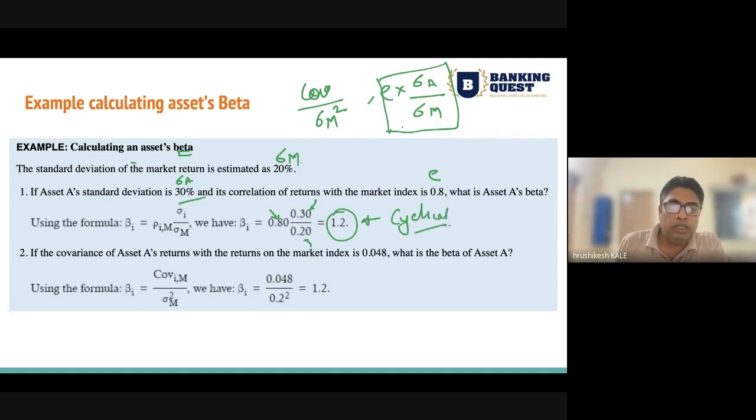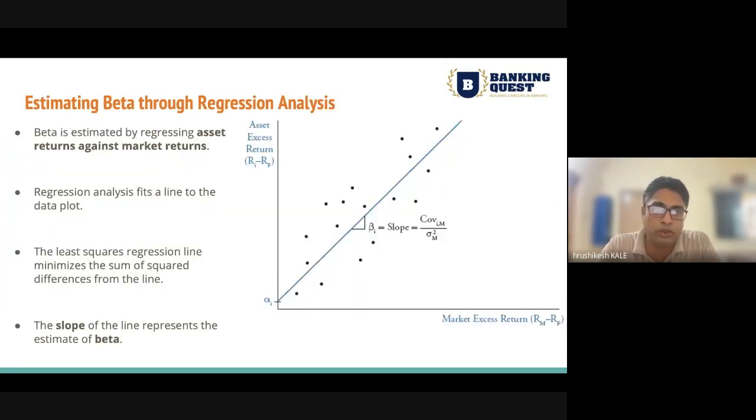You can also calculate it with the help of covariance. So covariance is given and you already know the variance. So 0.20, you need to do the square of it. Simple. So I'm not spending time on this. Very simple. So if you want, you can do it.